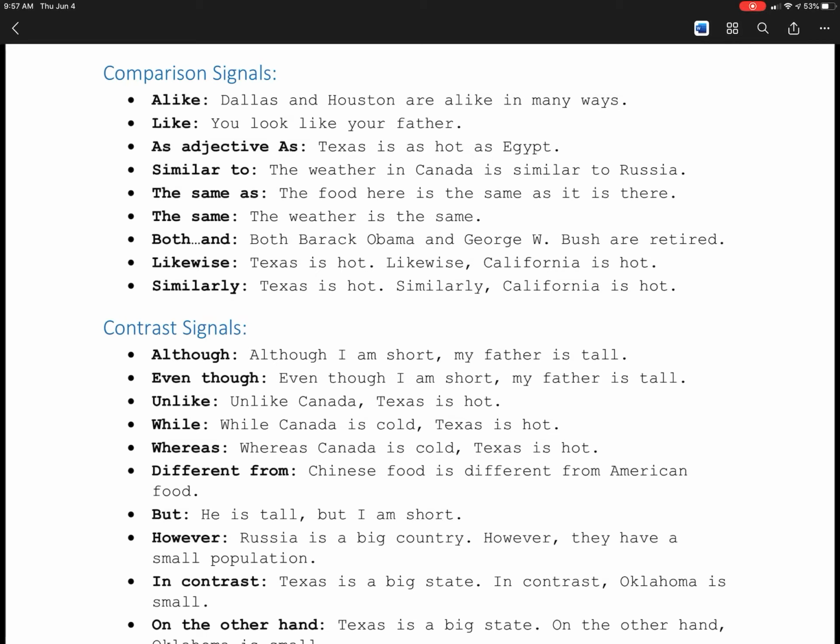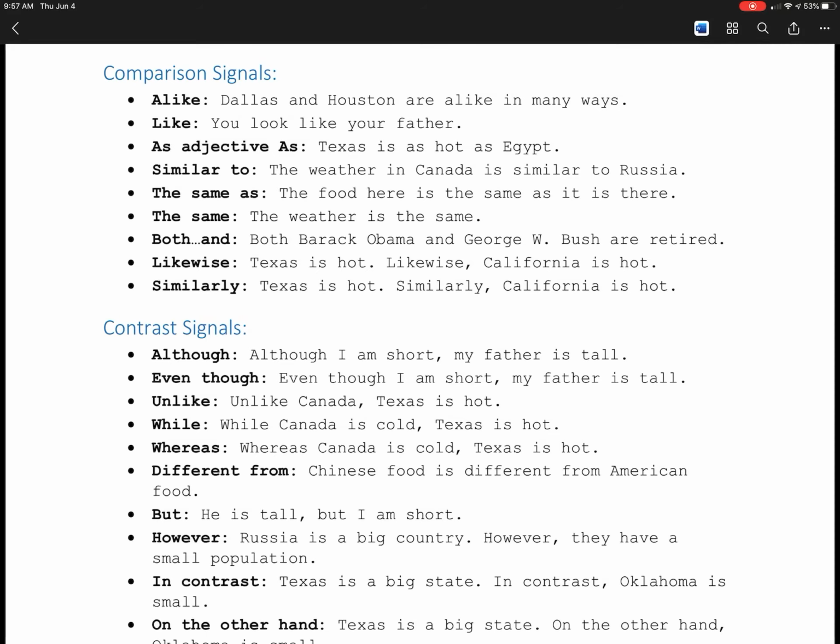For both and, we need to say two subjects. Both Barack Obama and George W. Bush are retired. So I have two subjects here. Both California and Texas are big states in the United States. So we're going to use this to compare two subjects.